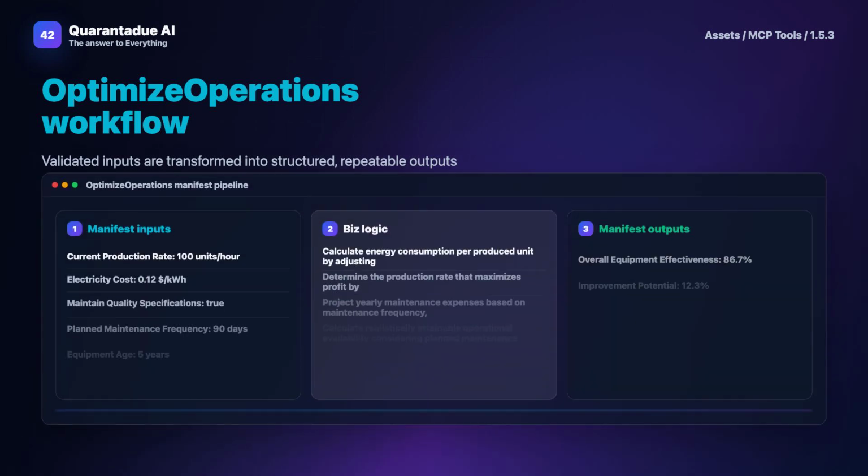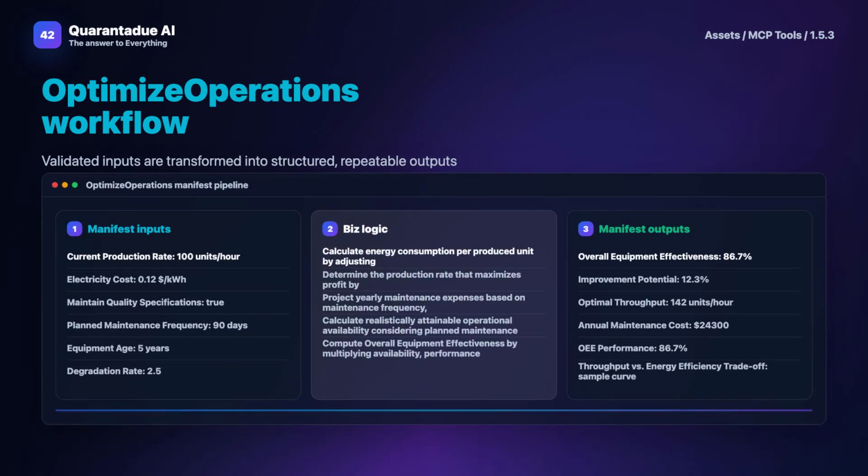The workflow then applies calculate energy consumption per produced unit by adjusting base energy consumption for throughput efficiency and age-related degradation. Determine the production rate that maximizes profit by balancing revenue per unit against energy costs and quality-related losses. Project yearly maintenance expenses based on maintenance frequency, equipment age, and degradation rate with appropriate penalty multipliers.